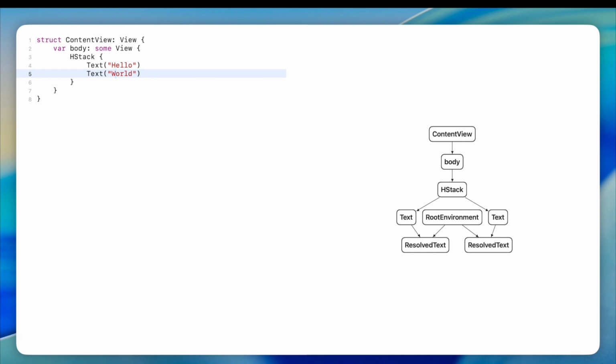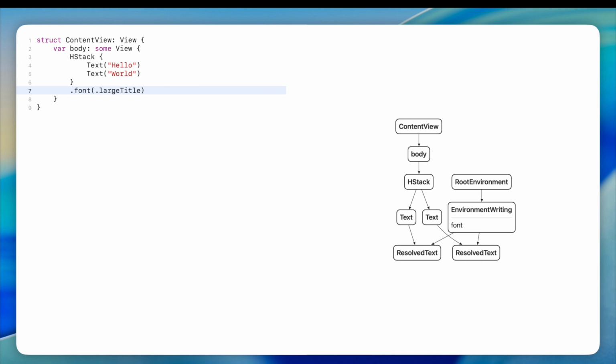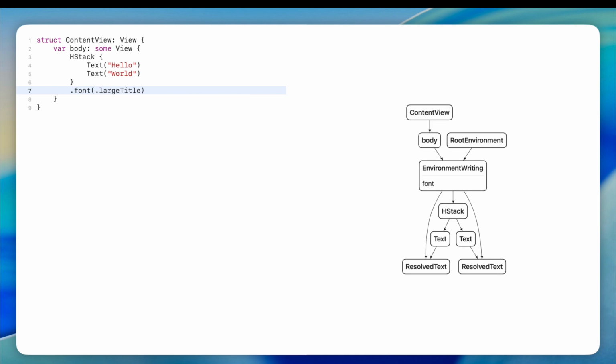Now, if we add a large title font, that actually modifies the environment. And we can now see that this environment writing modifier is actually dependent on the root environment, and the resolved texts are not dependent on the root environment anymore. So they now observe this modified environment. And that, again, happens as the graph is built up.